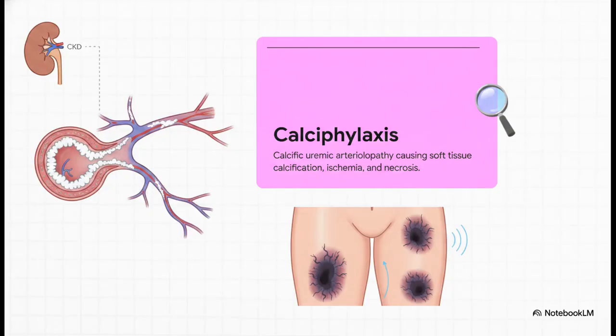Now, a truly severe complication you need to recognize on sight is calciphylaxis, also known as calcific uremic arteriolopathy. This causes arteriolar and soft tissue calcification that literally chokes off the blood supply, leading to local tissue ischemia and necrosis. Clinically, you're looking for intensely painful nodules and ulcers, usually showing up in areas with more adiposity, like the trunk or thighs. And a huge distinguishing factor, unlike standard atherosclerotic ischemia, their peripheral pulses will remain completely intact.